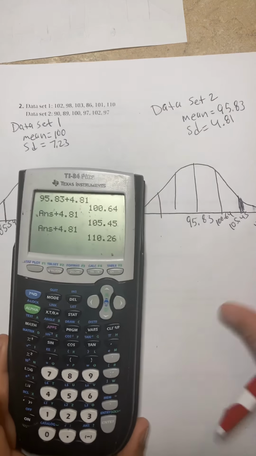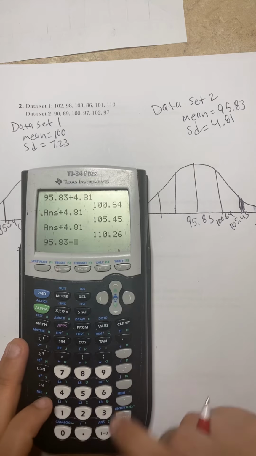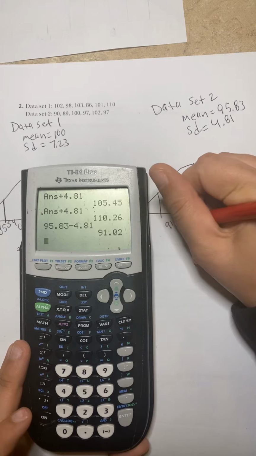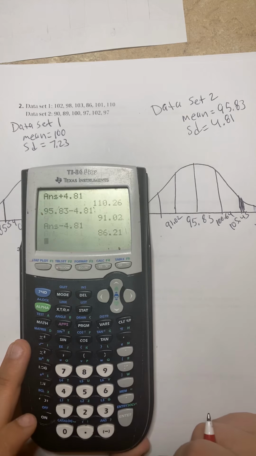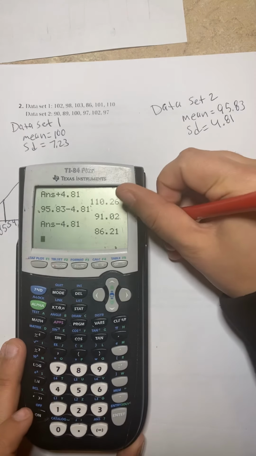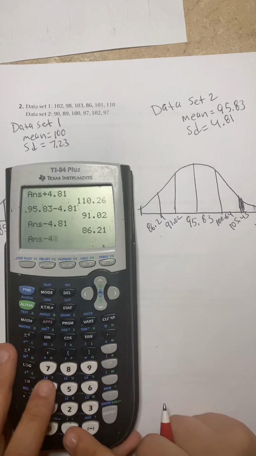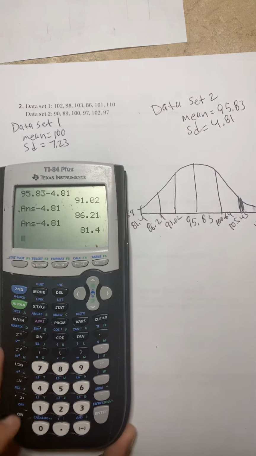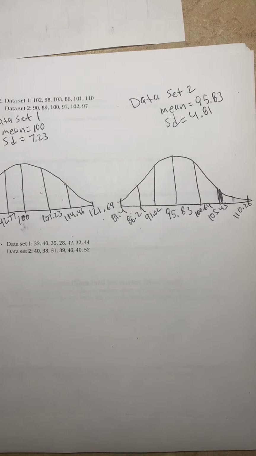And then again, we're going to subtract on the other side, 1, 2, 3 times. So 95.83 minus 4.81 gives me 91.02. Minus 4.81 gives me 86.21. And then minus 4.81 again gives me 81.4. All right, so that's our whole standard deviation curve for both of those two data sets.